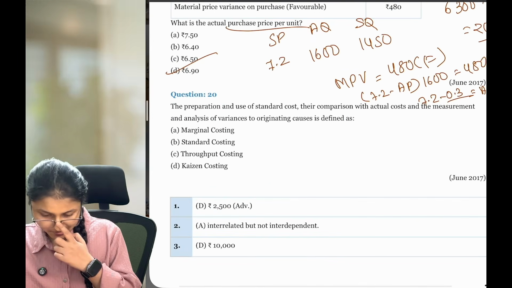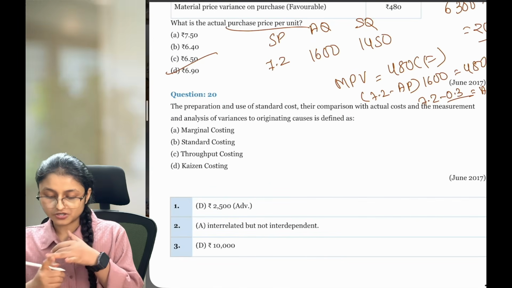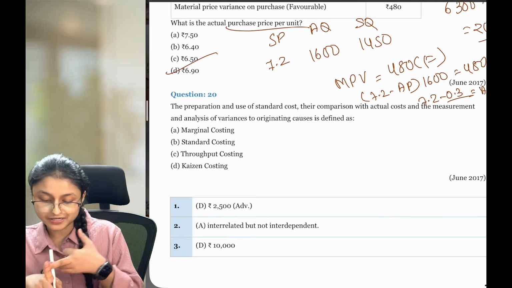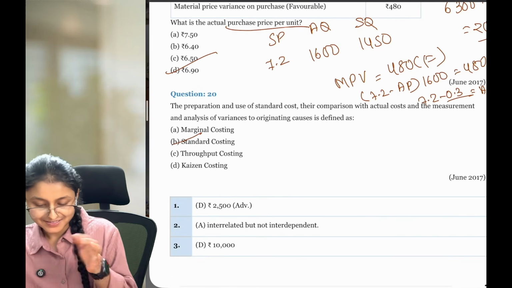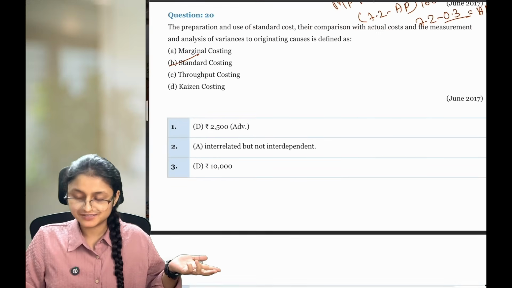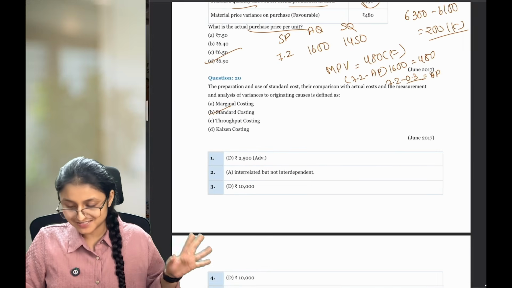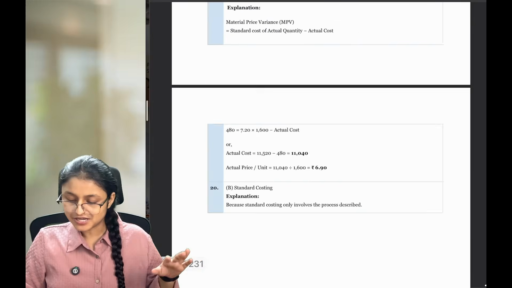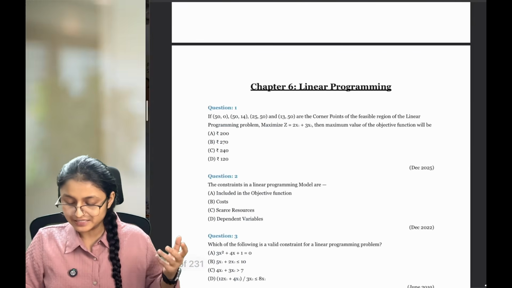And we are left with the last question. The preparation and use of standard cost, comparing it with actual and analyzing the variances is covered in standard costing. In standard costing only we set the standard, compare it with actual and calculate the variances. And with this we completed this chapter also. Now each and every chapter is going to be very small, we can complete it very fast.